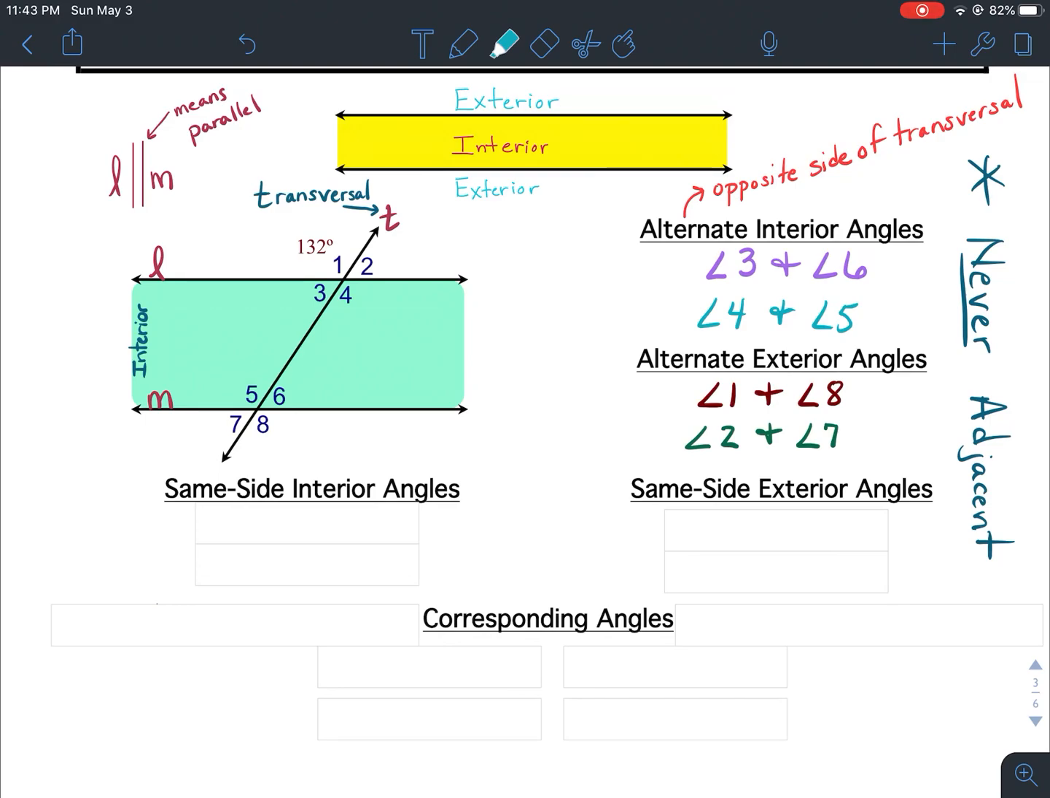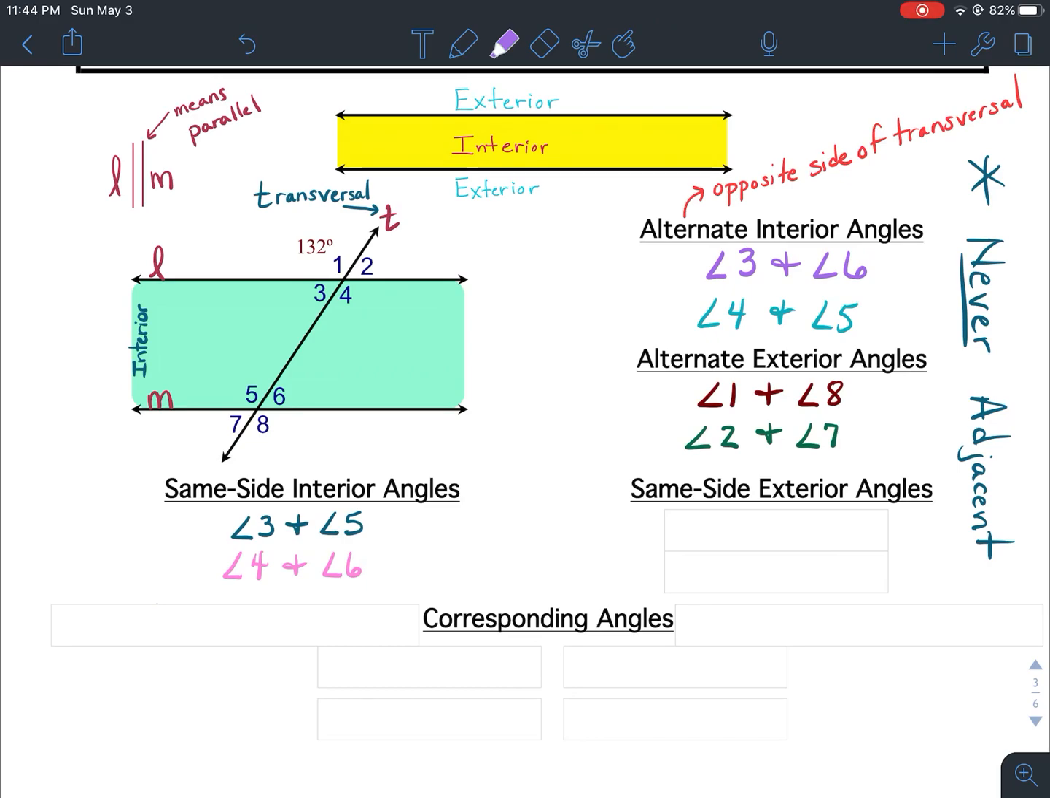Okay, same side interior. Well, 3 and 5 are on the same side and in the interior, so that makes them same side interior angles. 4 and 6 are on the same side of the transversal and in the interior, so 4 and 6 are same side interior angles. So again, angles 3 and 5 are on the same side and in the interior. Angles 4 and 6 are on the same side and in the interior.